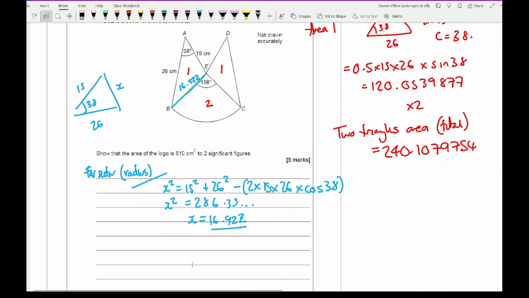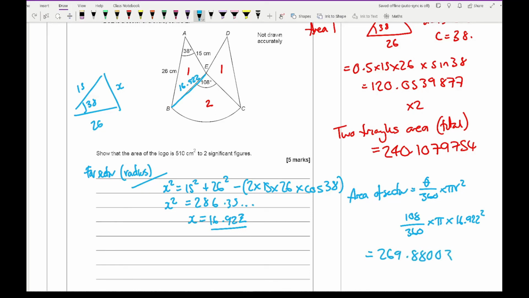So I'm working out the area of the sector, and the formula I use for that is theta over 360 times pi r squared. Theta in this case is 108, so it's 108 divided by 360 times pi times 16.922 squared. Typing that into my calculator, 108 over 360 times pi times the radius squared, I get an area of 269.880064.